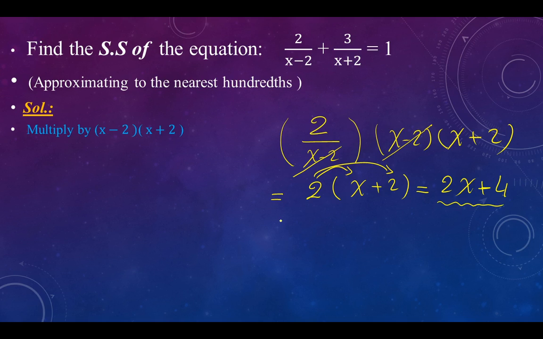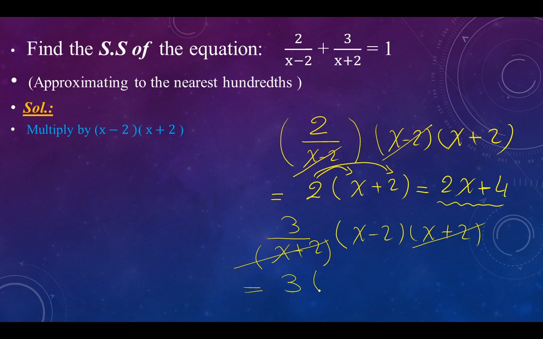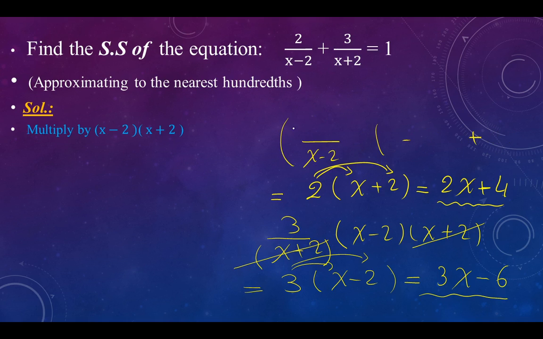Again, we multiply 3 over x plus 2 by x minus 2 and x plus 2. Here x plus 2 in the denominator will cancel x plus 2, so the remainder will be 3 multiplied by x minus 2. We distribute 3 over the two terms of the bracket: 3 times x equals 3x, and 3 times negative 2 equals negative 6. So now we have 2x plus 4 plus 3x minus 6. Then we multiply 1 by x minus 2 and x plus 2. Let's complete the solution using the PowerPoint together.